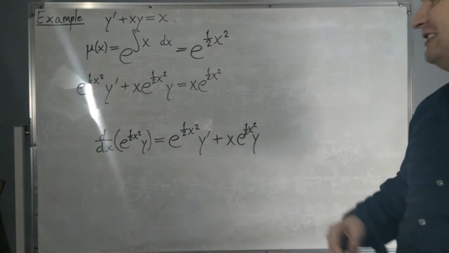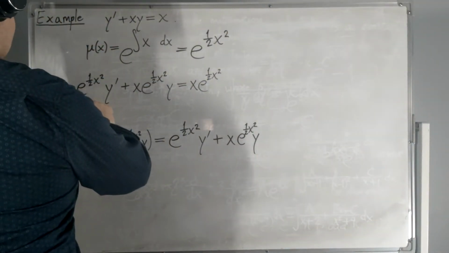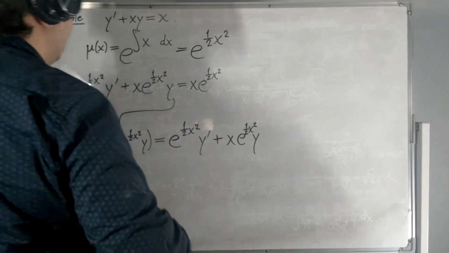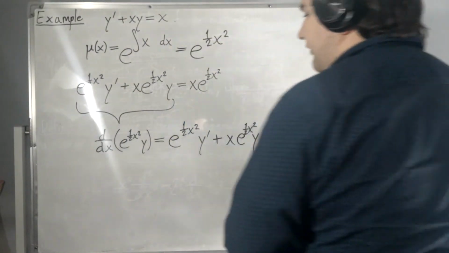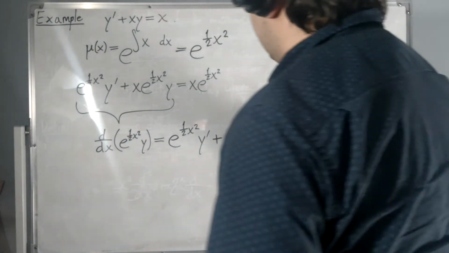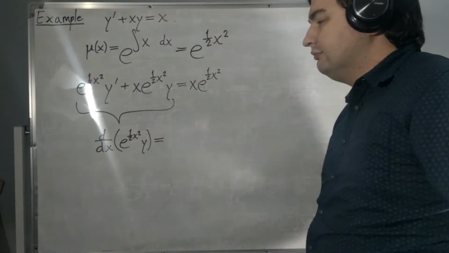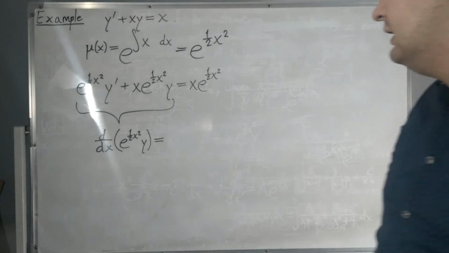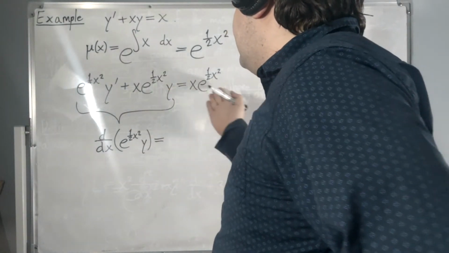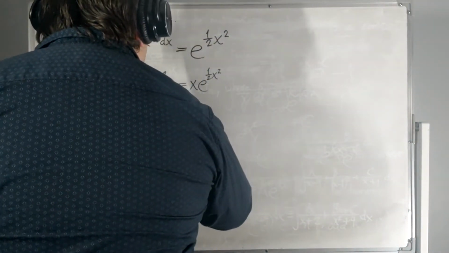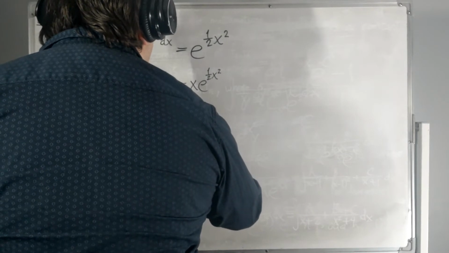Okay? So what this means is that we have rigged the situation so that the left-hand side just ends up being the derivative of the integrating factor times y. Okay? And that means this left-hand side is equal to this right-hand side. So x e to the 1/2 x squared.